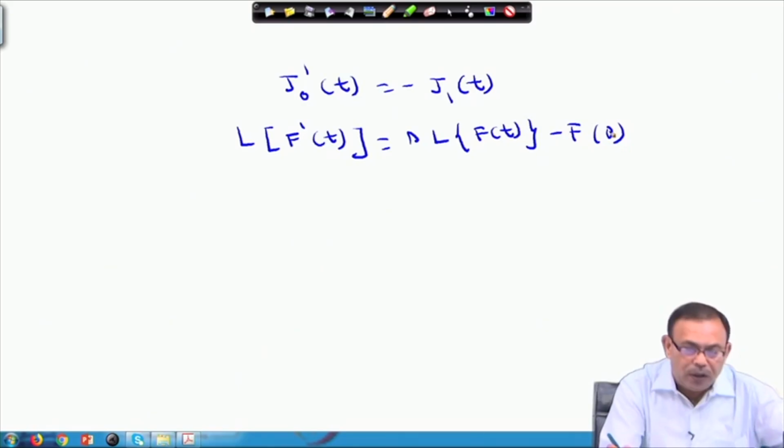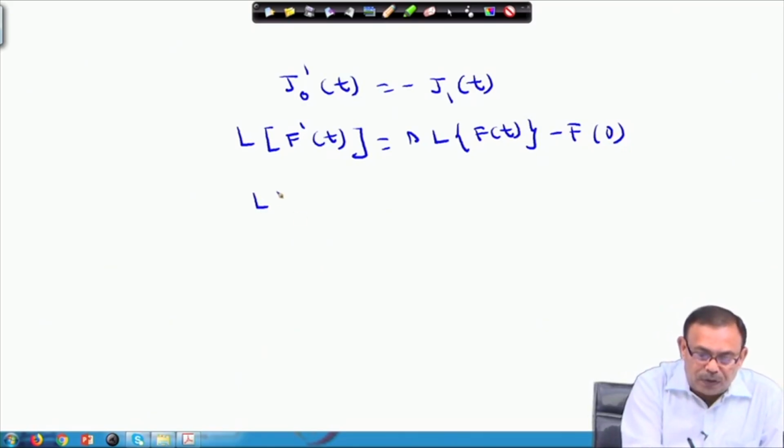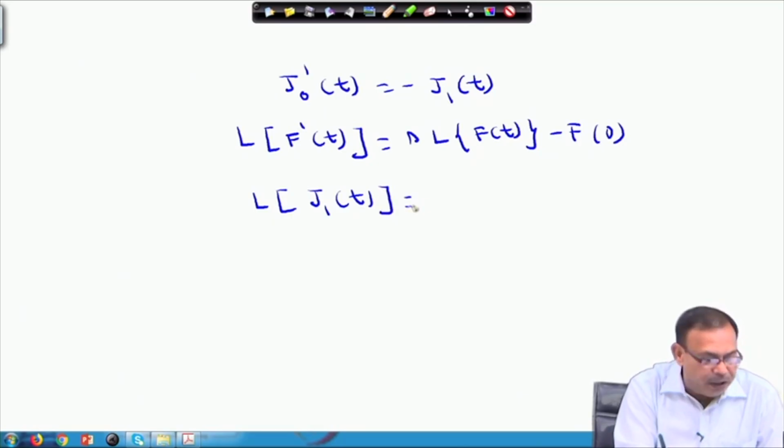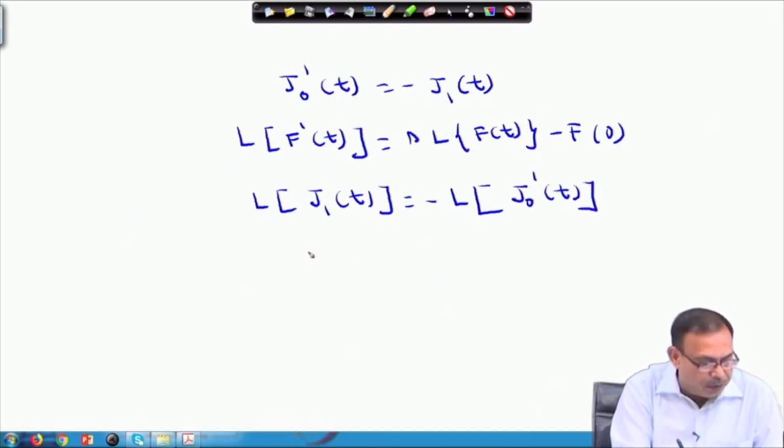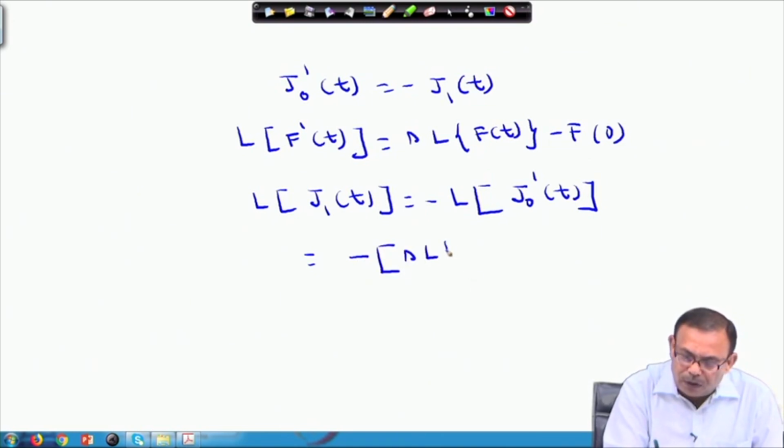So, therefore, here the Laplace transform of J1(t) is equal to minus the Laplace transform of J0 dash t. We can write from here: minus s into the Laplace transform of J0(t) minus J0(0).